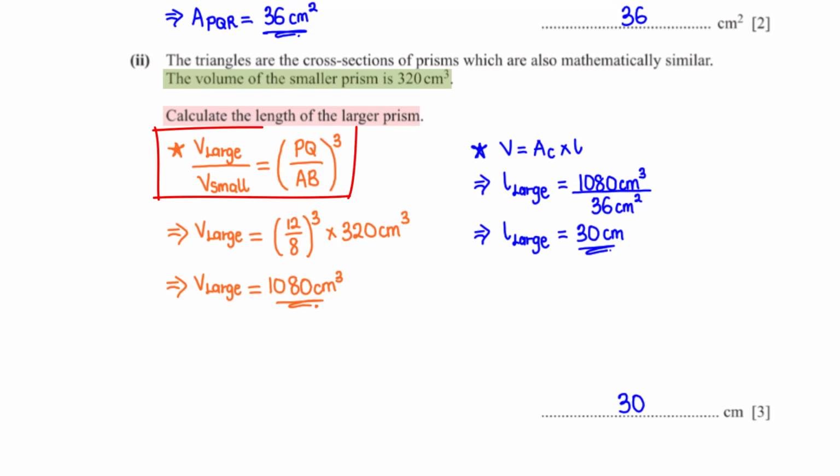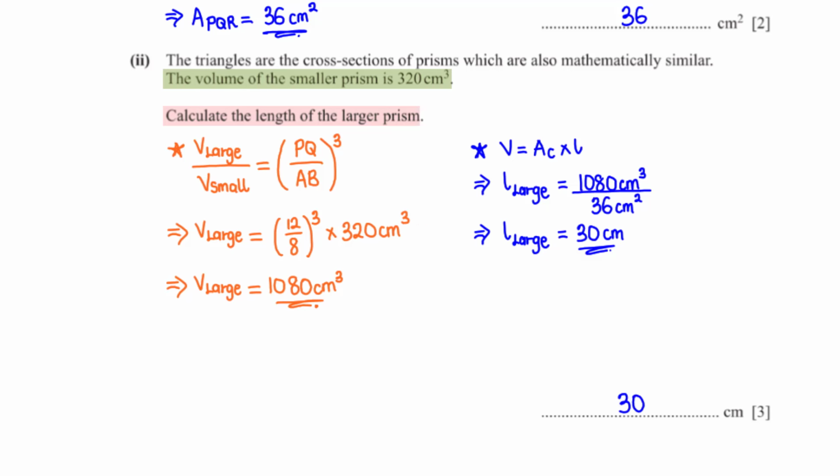For the two similar prisms, we have the volume of the large prism divided by the volume of the small prism equals one of the side lengths in the large prism divided by its corresponding length in the small prism. Since we are dealing with volume in this case, we need to cube the side lengths of the two prisms. When we make the volume of the large prism the subject of the equation and substitute the values of PQ, AB, and the volume of the small prism, we get the volume of the large prism as 1080 centimeters cubed.